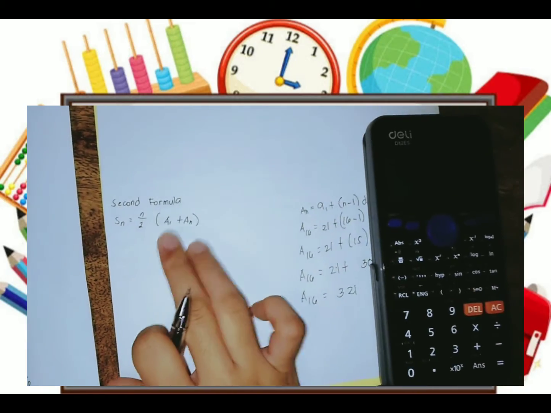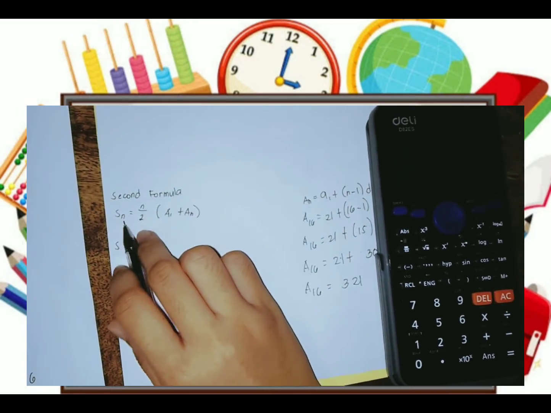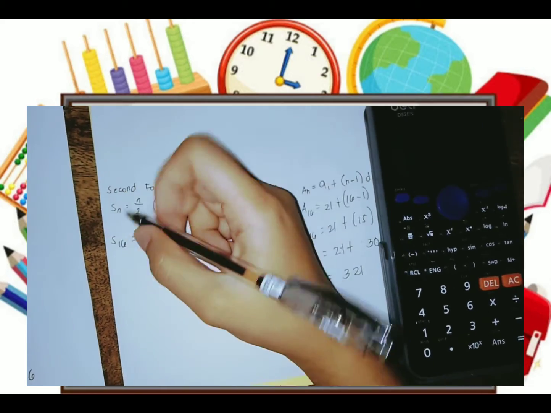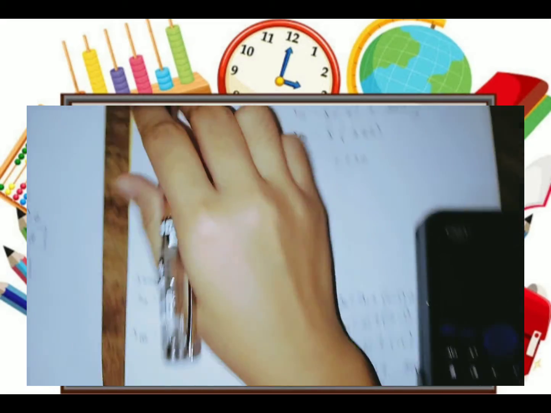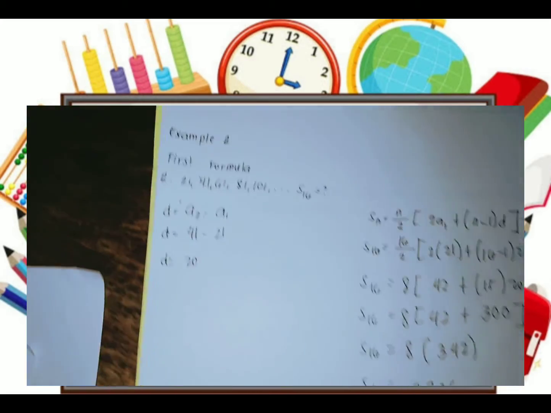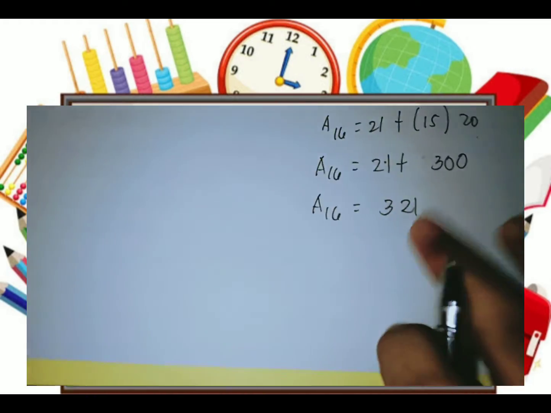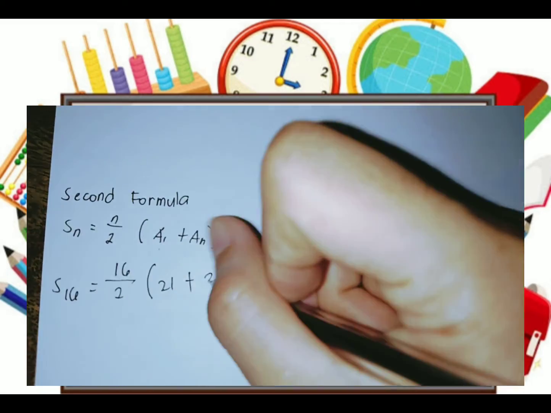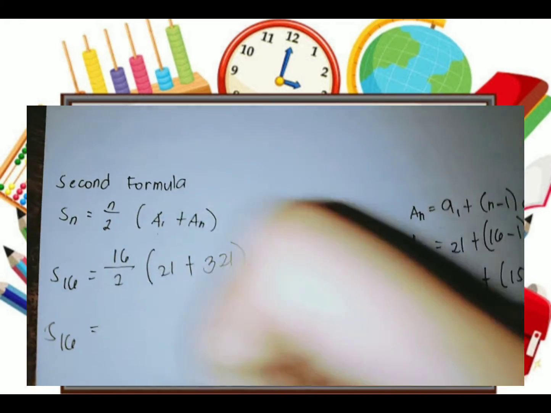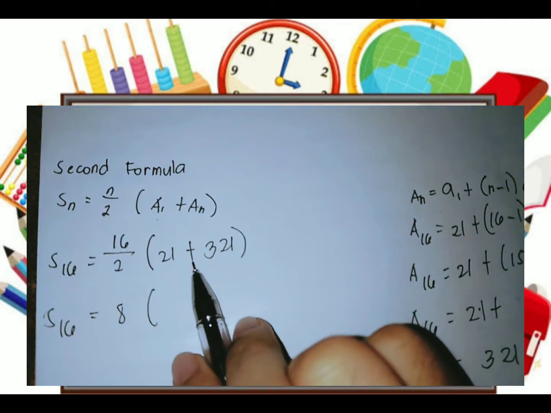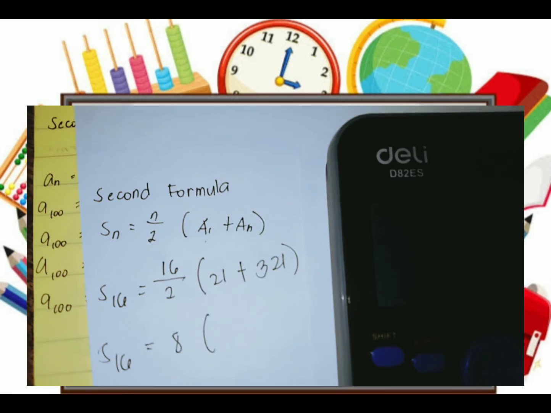Now we are going to move on to our second formula. For S sub n, we are going to change n into 16. So S sub 16 is equal to 16 divided by 2, times our a sub 1, which is 21, plus our a sub n, which is 321. 16 divided by 2 is 8. 21 plus 321 is equal to 342.